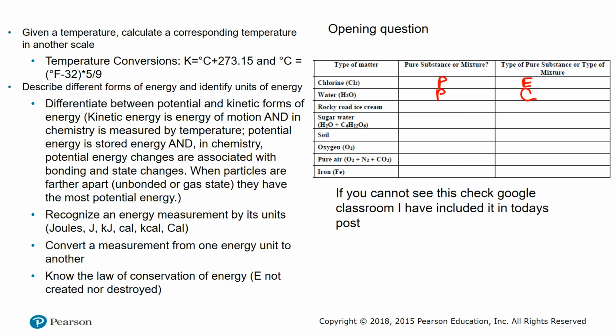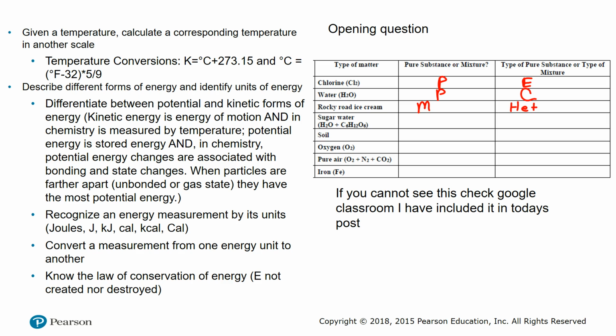All right. So remember that the only two things that can be considered pure is if it's an element or a compound. All right. Rocky Road ice cream. Mixture. All right. Heterogeneous or homogeneous? Hetero. You can see the different things in it: the chocolate chunks, the marshmallows, the ice cream.